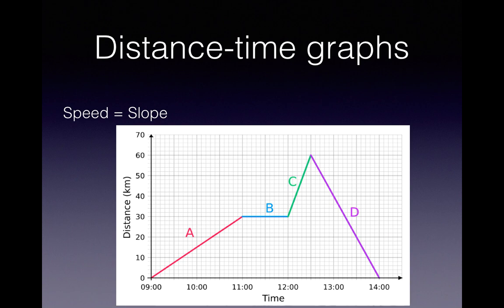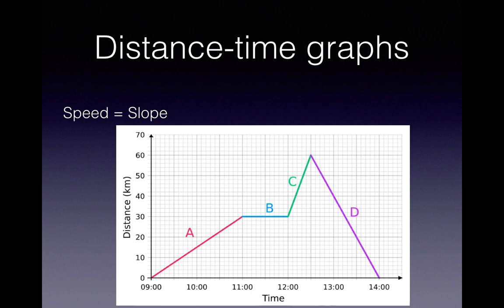As time goes by, between 12 and 12:30, the distance increases. So the person is going further away from where he was. And then finally, when we look at D, from 12:30 to 2 o'clock, the person's distance is decreasing. In other words, they're going back home.